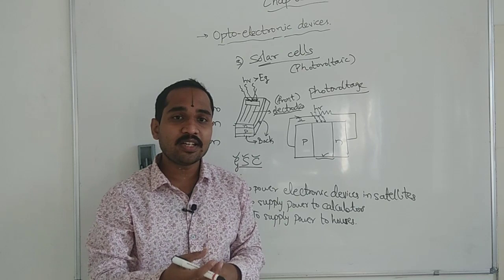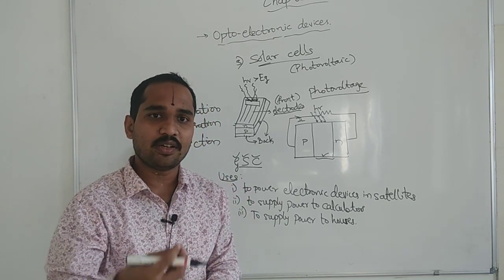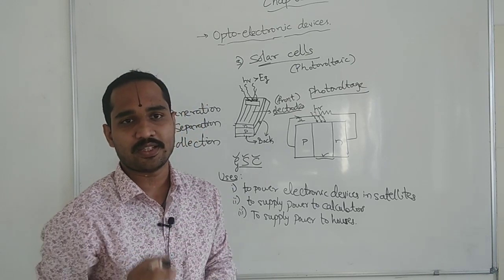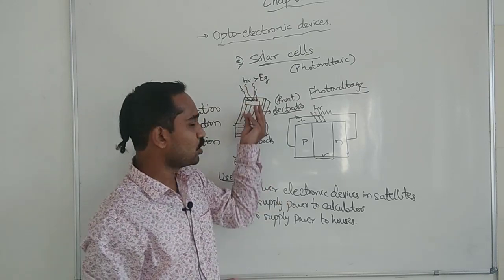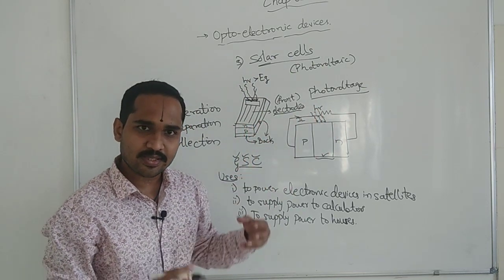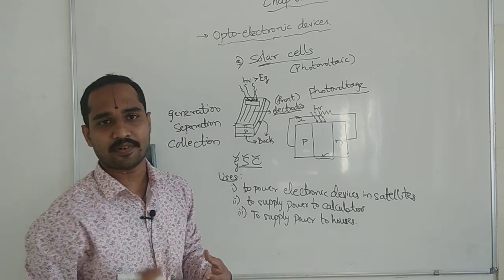Okay, and that voltage you can supply to any other device, and it will supply the power to that device. So using the solar energy, you are generating the photovoltage. In a sense, you are generating the power to be supplied to other devices.